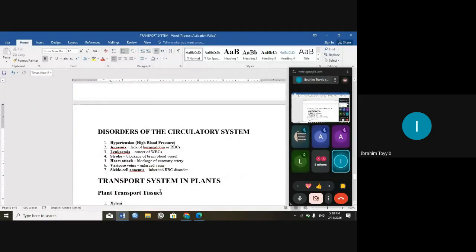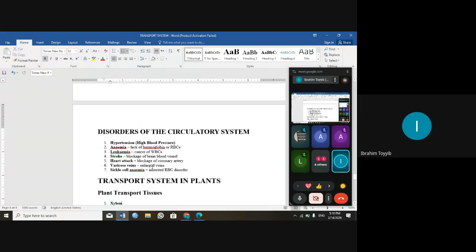Disorders of the circulatory system. If the circulatory system is not functioning properly, we have high blood pressure, which is called hypertension. Then anemia, that's lack of hemoglobin or lack of red blood cells. Leukemia, that's cancer of the white blood cells. Stroke, blockage of a brain blood vessel. Then heart attack, blockage of the coronary artery, which supplies the heart with blood.